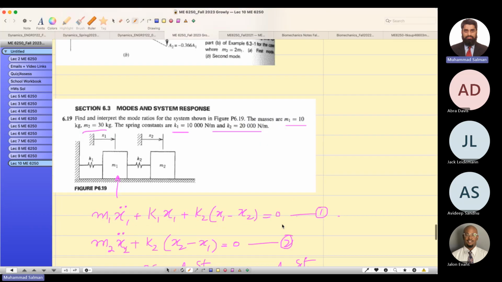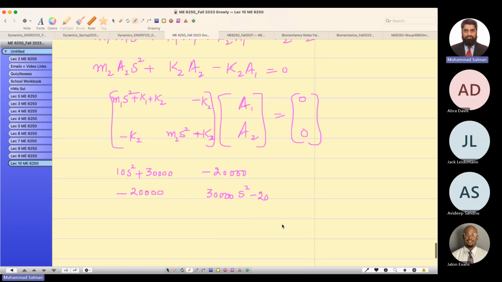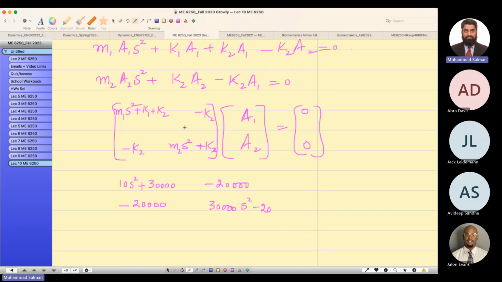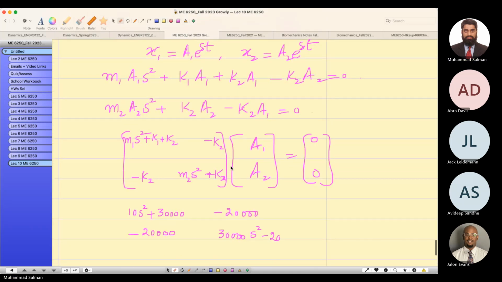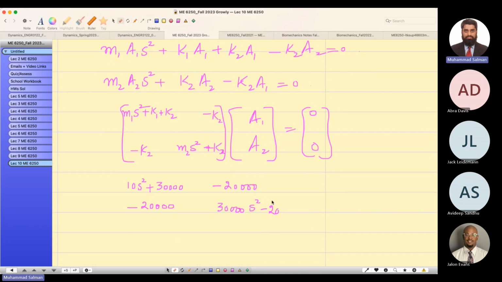It is K1 equals 10,000. Agreed? So this is K1. K2 is 20,000. This is 20,000. Agreed? So can you find out the determinant?